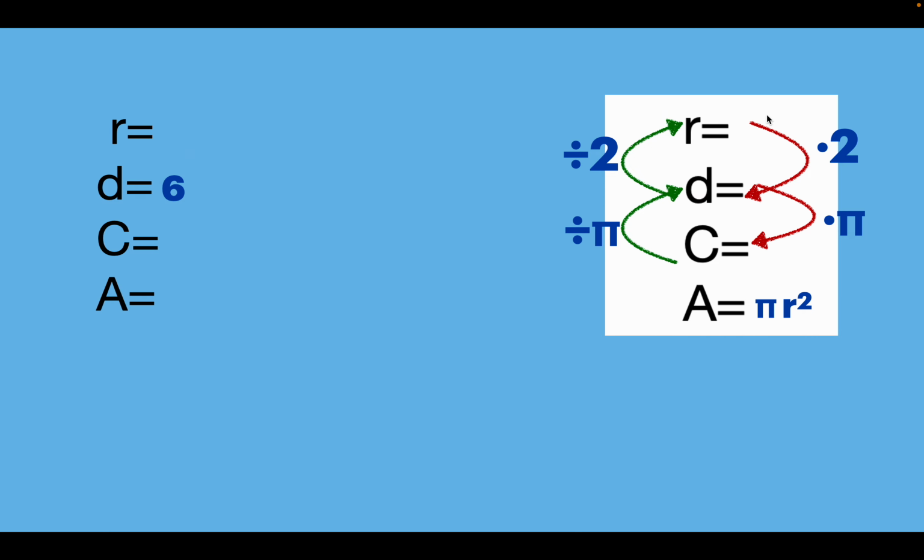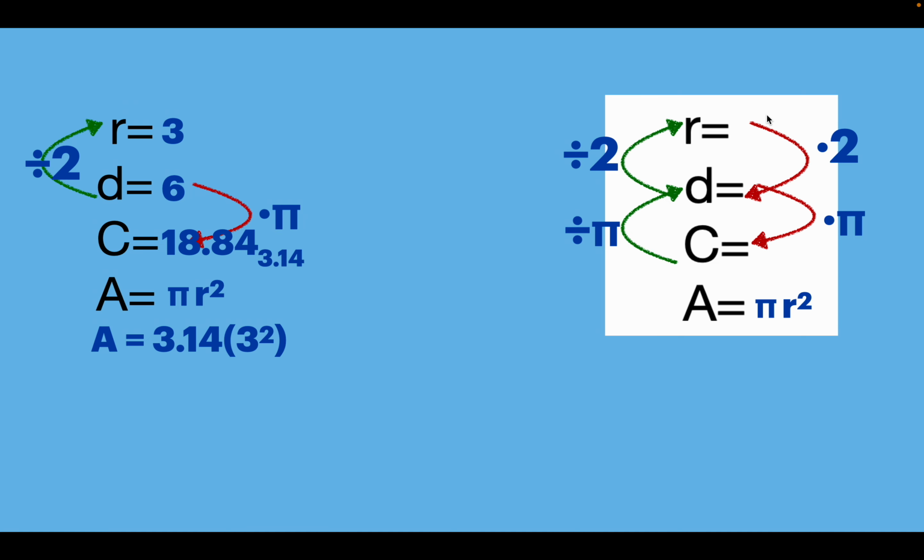Let's say that the diameter is 6. If we want to go up to the radius, we divide by 2, and that'd be 3. We want to go down to the circumference, we multiply by pi, which would be 3.14, and that's going to be 18.84. Now to find the area, you just plug it into the formula. Area equals 3.14 times 3 squared. Follow your order of operations, do the exponents first, and then multiply, and you get the area equals 28.26.